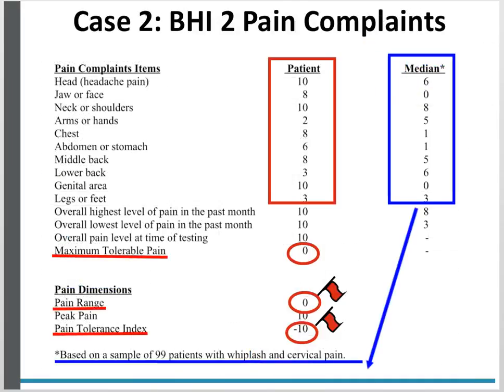Here is the BBHI-2 analysis of the patient's pain complaints. In the red, you see the patient's complaints versus blue on the right, which is a national sample of patients with whiplash. The patient reported pain in 10 out of 10 body areas, with a pain level of 10 on a 10-point scale in 3 body areas, and a pain of 8 in 3 more body areas. Interestingly, the highest overall and the lowest overall pain in the last month were a 10, so she's saying her pain never changes. Remember that?